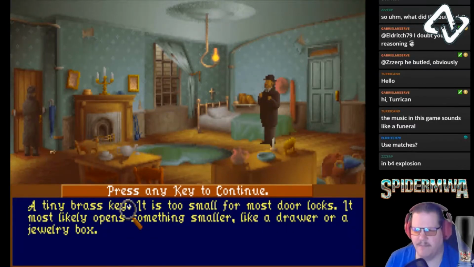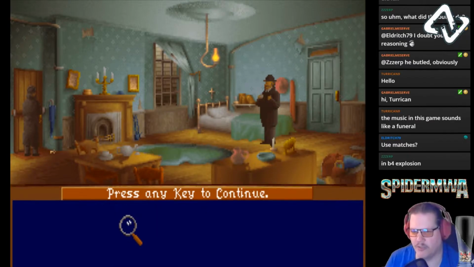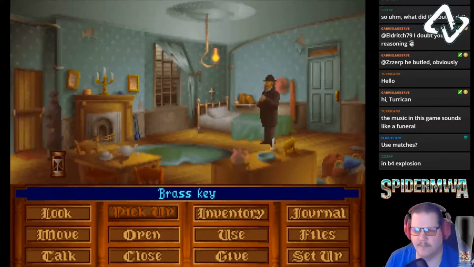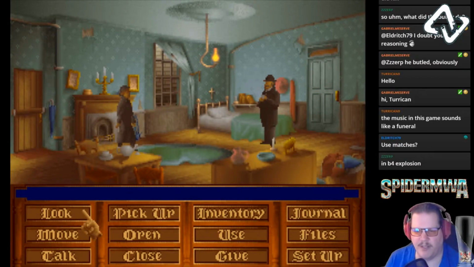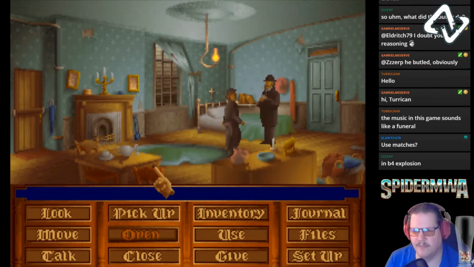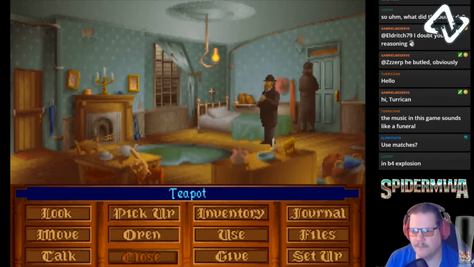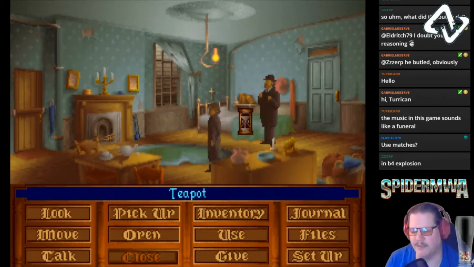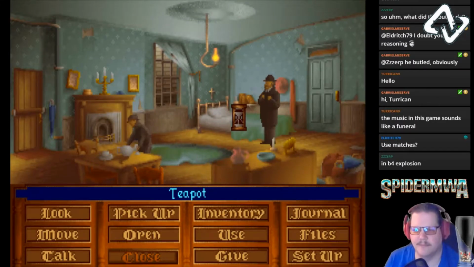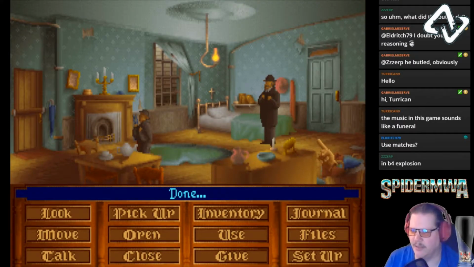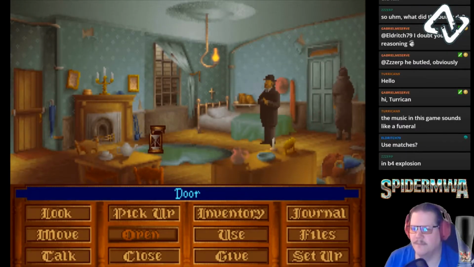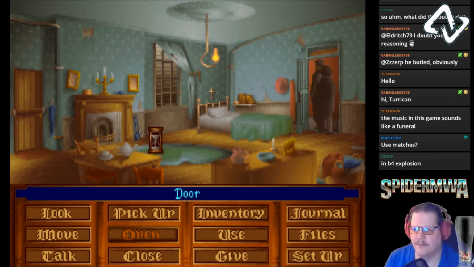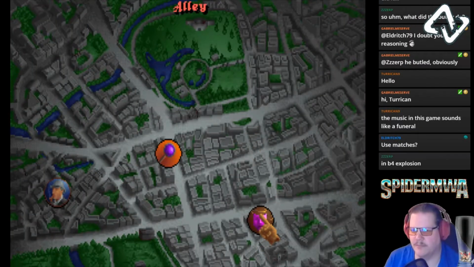A tiny brass key. It's too small for most door locks. It most likely opens something smaller like a drawer or a jewelry box. I guess that's all we can take from here. So let's be polite and close the teapot. No need to be animals in here. Off we go, Watson. Back to the theater.